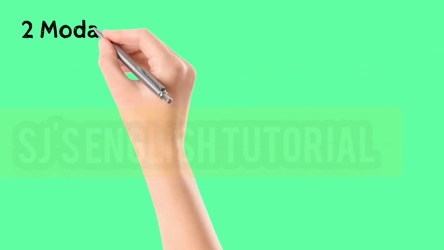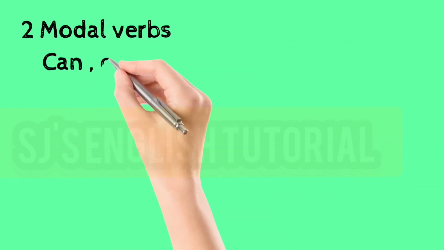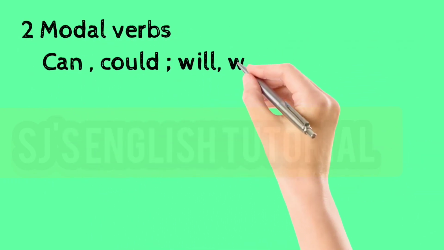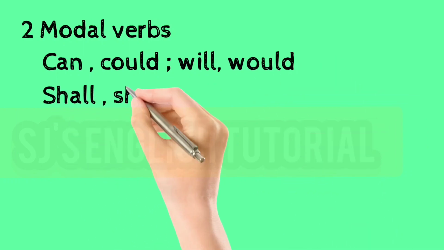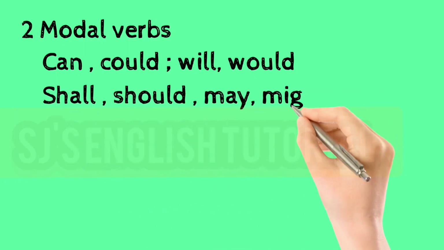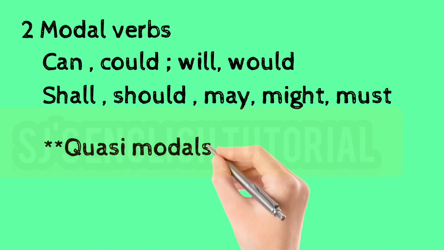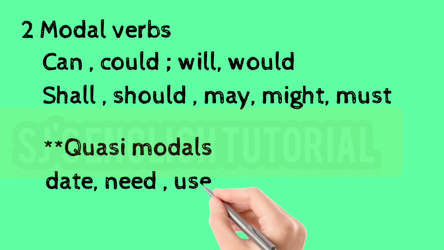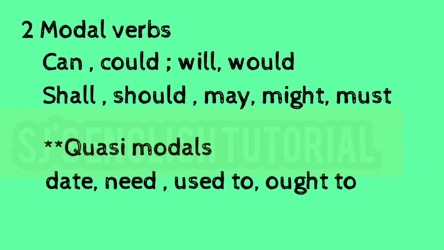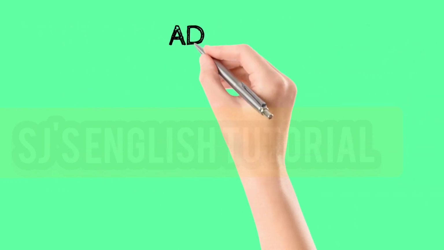Second one, modal verbs. Can, could, will, would, shall, should, may, might, must are called as modals. Dare, need, used to, ought to are called as quasi-modals. Watch my video on modals to get more information. Now we are going to learn about adverbs.